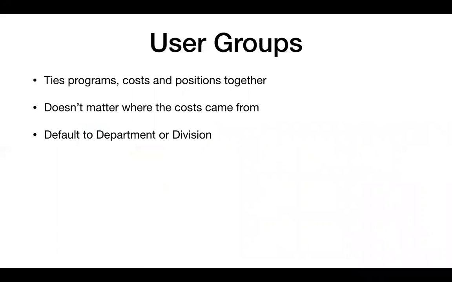So let's talk a little bit more about user groups. User groups tie programs, costs, and positions together. The user group allows you to tie these together, and it doesn't matter where the cost comes from. So typically when we upload your costs, we're going to default the user groups to the department or division designation that you have given to your program. And that will be illustrated in just a moment.